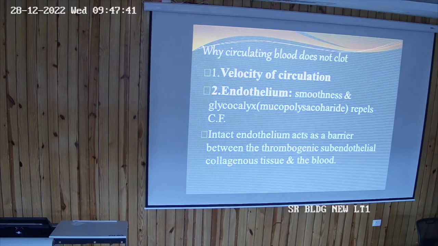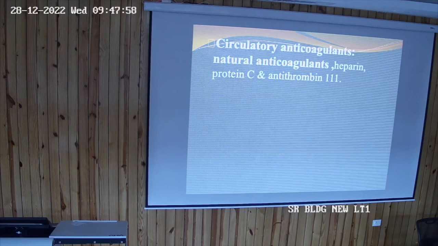Why does circulating blood not clot? Because of the velocity of circulation, endothelium smoothness, and its repelling negative surface. Intact endothelium acts as a barrier between the subendothelial collagenous tissue and the blood. Circulating anticoagulants, natural anticoagulants कौन-कौन से हैं? Heparin, protein C and antithrombin 3. Okay, MCQ question.